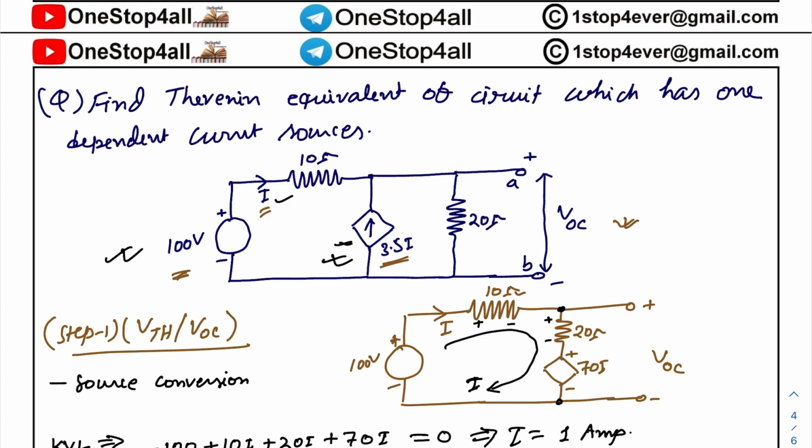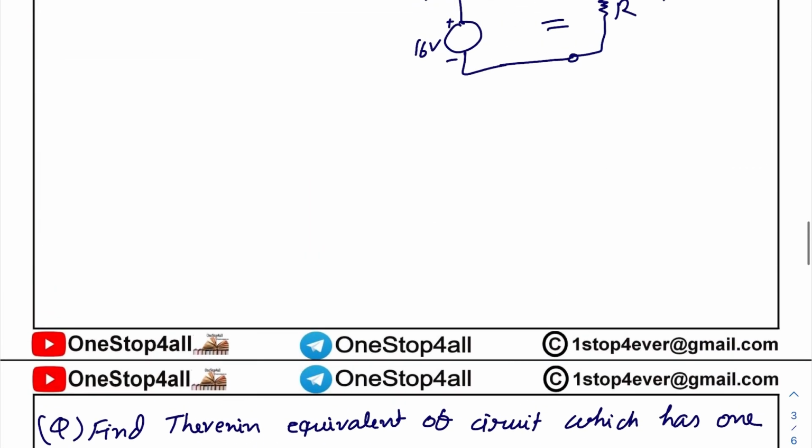So for calculating the ZTH, we applied the simple ratio method, that is VTH by ISC. VTH we have calculated as the open circuit voltage, and for ISC we short circuit the terminal AB, and then we simply calculate your Thevenin equivalent impedance.